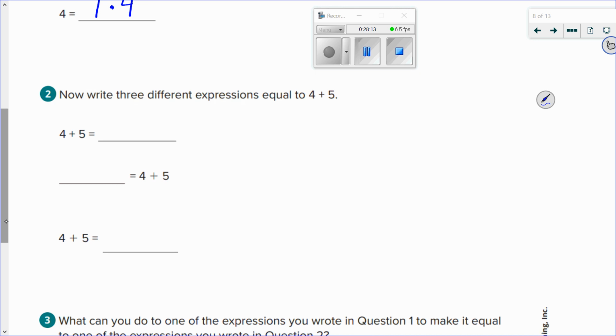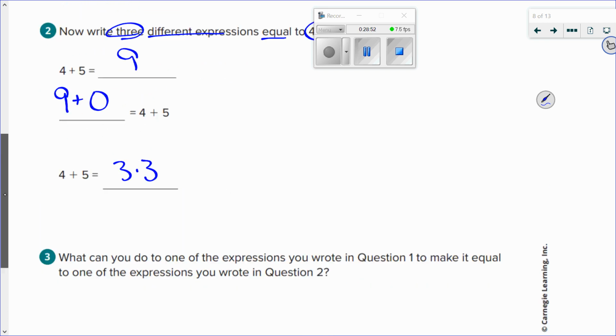Now, write 3 different expressions equal to 4 plus 5. So the easy way would be just to add them. What's 4 plus 5? 9. Would that be equivalent? Yes. Could I write it another way? 9 plus 0? Is there another way I could do it? 3 times 3? Are all those equivalent? Yeah. So, am I limited to one operation? No. As long as I can get to the number, I'm good.